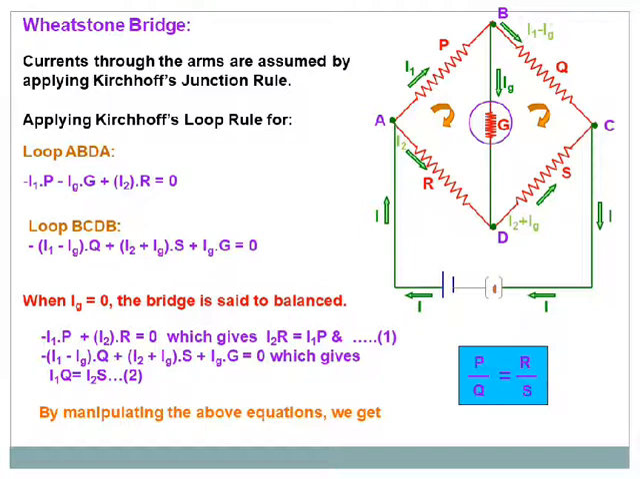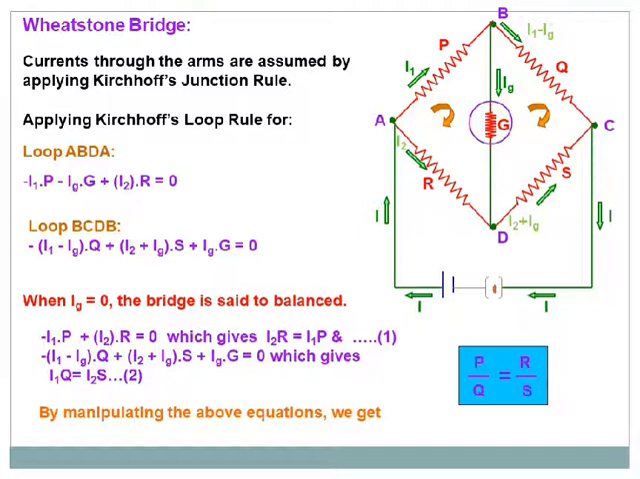Now let's consider the second one. In the second one also, while putting Ig is equal to 0, we are getting two terms. In both the terms, I1 minus Ig is there, so we get only I1 into Q minus I1 into Q plus I2 into S is equal to 0. This is what you are getting because Ig is 0.